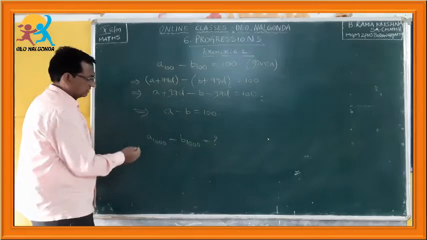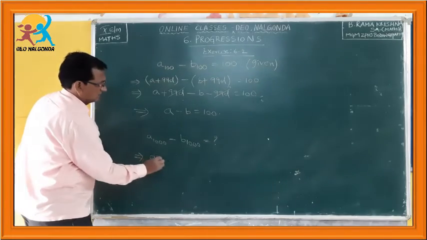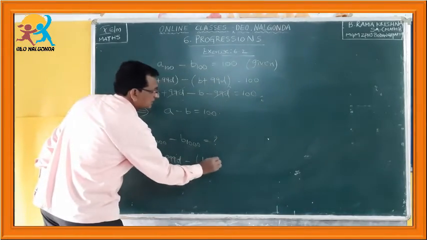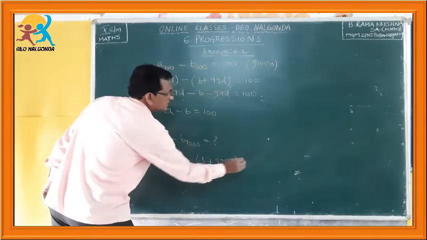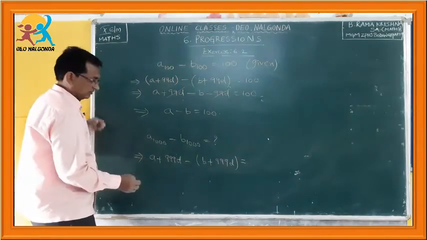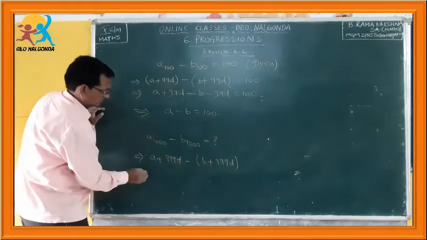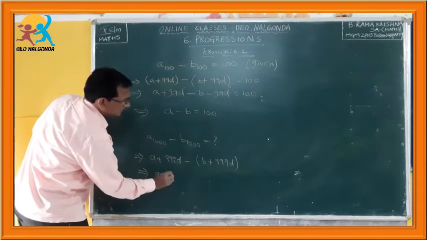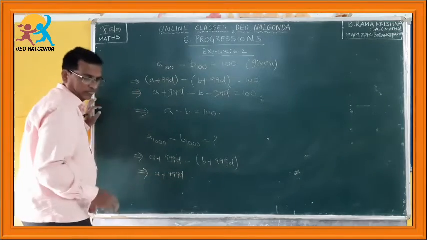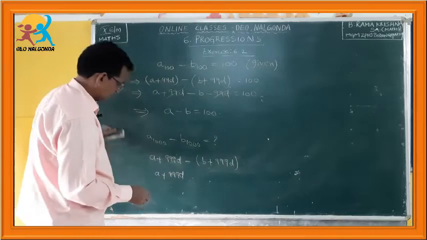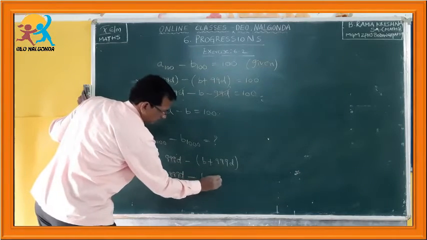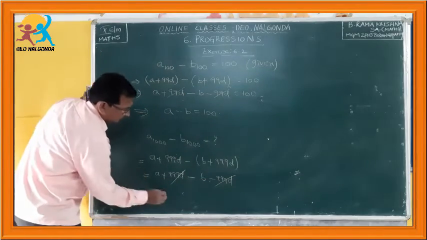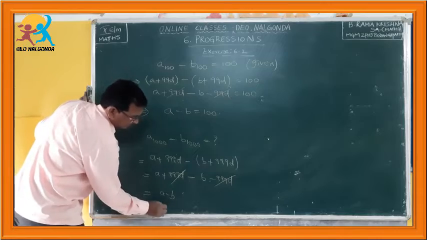Let us try to solve this. A1000 means what? A plus 999d, minus B plus 999d, is equal to, you have to find that out. No need of writing this. This implies, remove the brackets: A plus 999d minus B minus 999d. This and this get cancelled. Again, what do you get? You get A minus B, which is equal to 100.